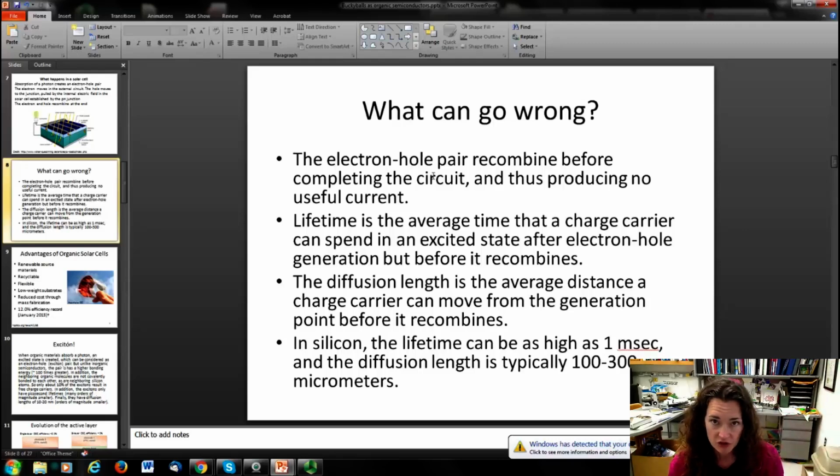So in silicon, for example, which is a very good photovoltaic material, the lifetime can be as high as 1 millisecond, which is actually a long time, and the diffusion length is typically 100 to 300 micrometers, so that's a good distance. So you can make your solar cell thick enough, for example, maybe equal to 1 diffusion length, and then most of your electron hole pairs are going to make it out, okay?